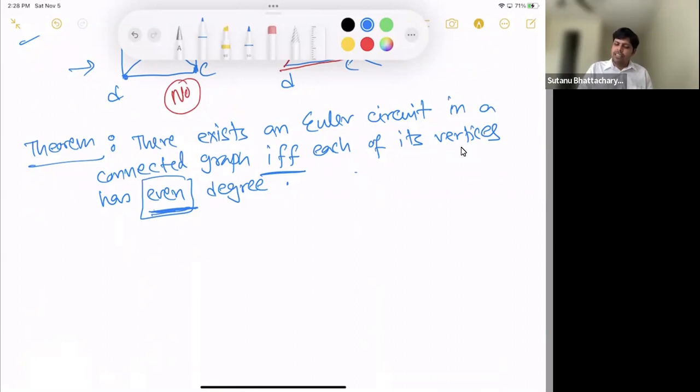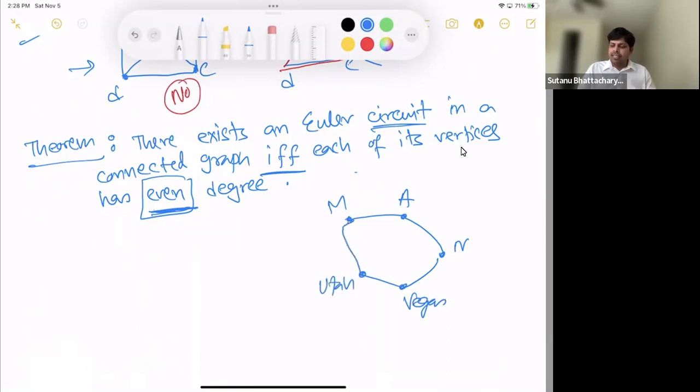It's not difficult. First of all, you need to find a circuit. Circuit means if you start from Montgomery, just think you went from Montgomery to Atlanta, Atlanta to New York, New York to maybe Vegas, Vegas to maybe Utah, then from Utah you come back to Montgomery. So choose any vertex, suppose A. If you choose any vertex, there is one edge incident to that vertex and another edge is towards the outside direction.